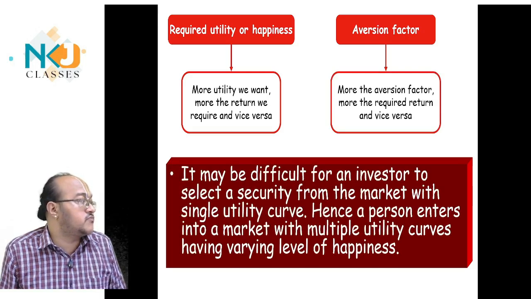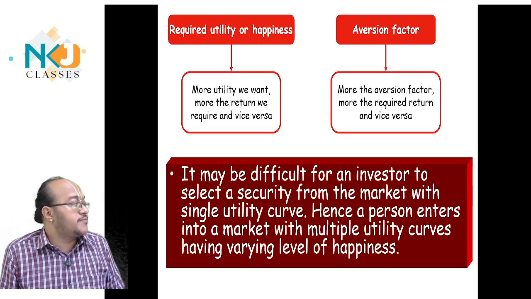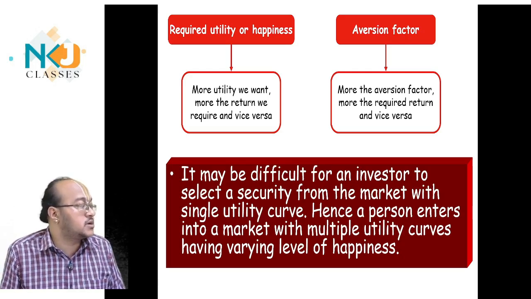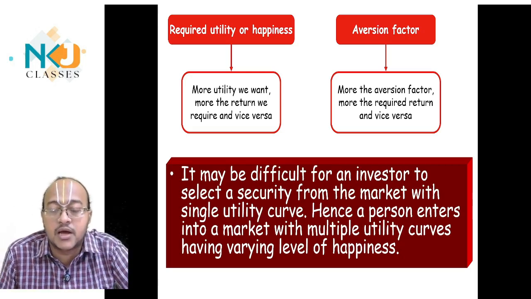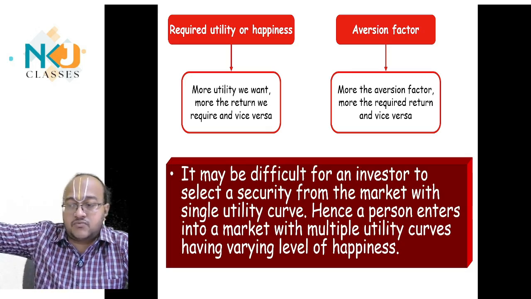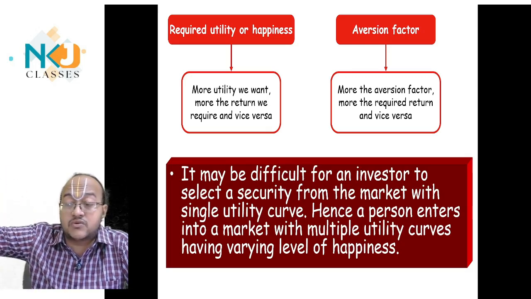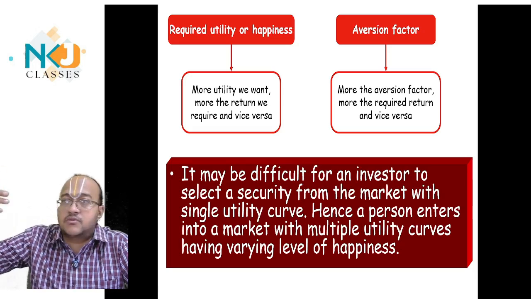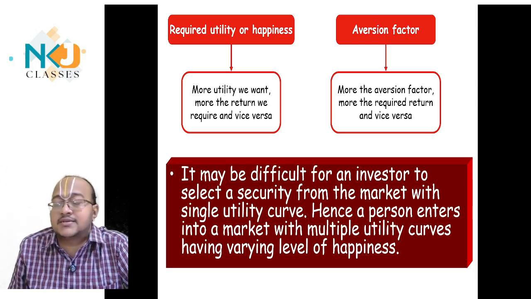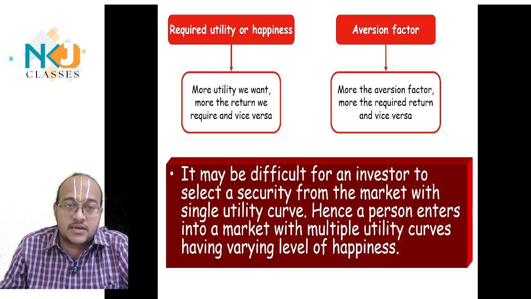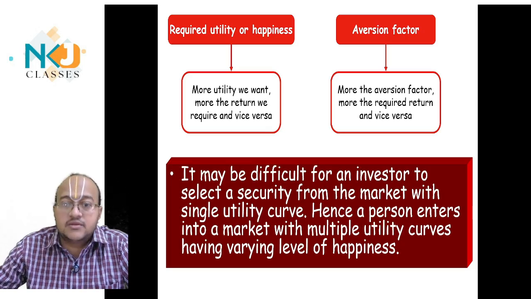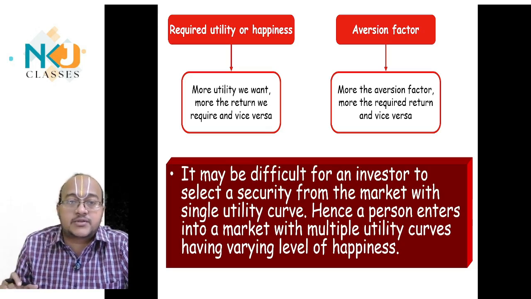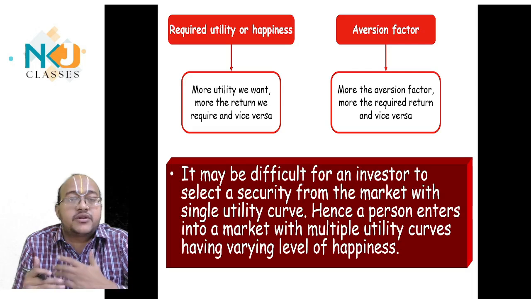It may be difficult for an investor to select a security from the market with a single utility curve. Hence, a person enters the market with multiple utility curves having varying levels of happiness. I told you, the preferences will be different. Person 1, person 2, even the same person, preferences will be different. As an example, you want to marry a high-end girl, but after 2 years you are not getting married, then you will lower your expectation. As and when you keep aging, you will lower your expectation. Like that, it all depends on preferences.